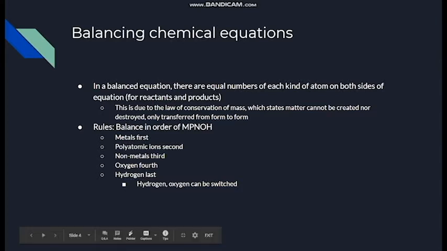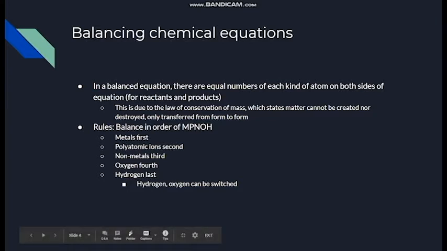Alright, to balance, we have to do them in the order of M, P, and OH. We're balancing the metals first, the polyatomic ions second, the nonmetals third, oxygen fourth, and then hydrogen last. And hydrogen and oxygen can be switched.